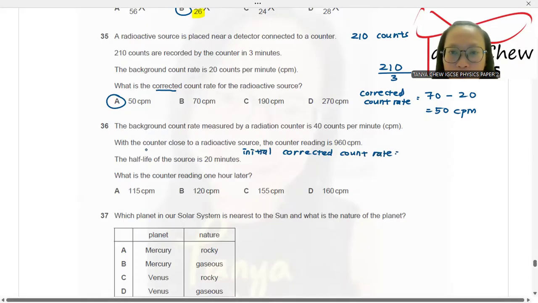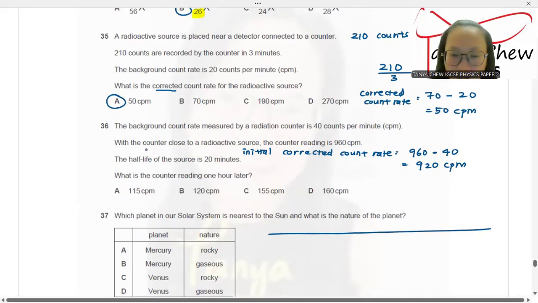The initial corrected count rate will be 960 minus 40. So I get 920 counts per minute. And then I plot a table. I do it right here.